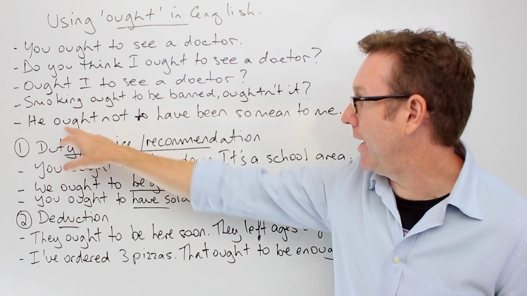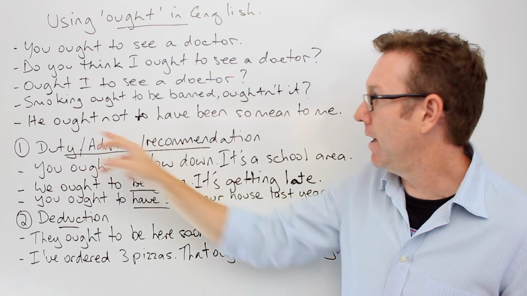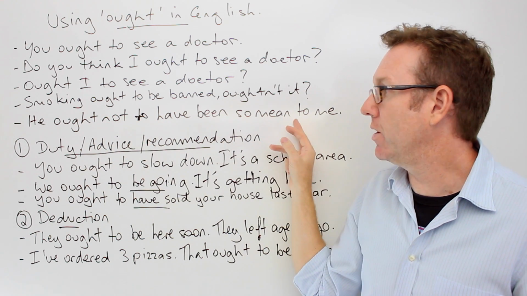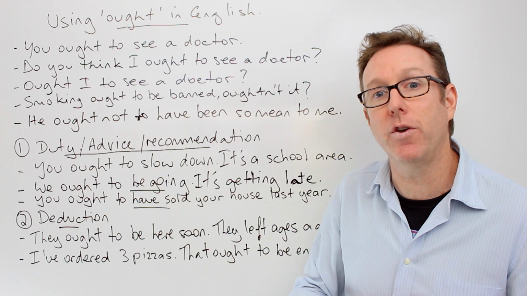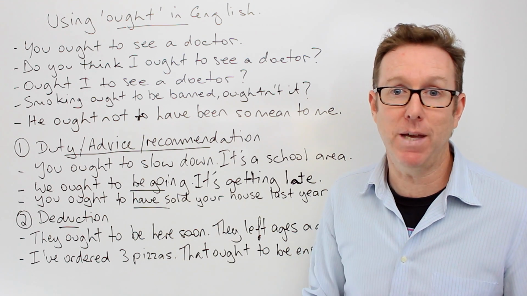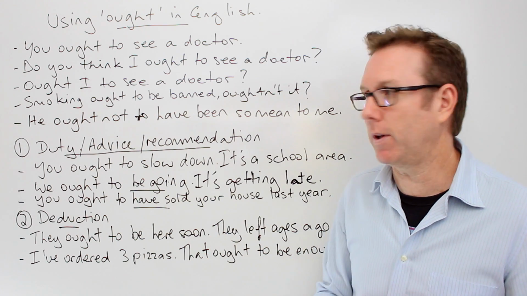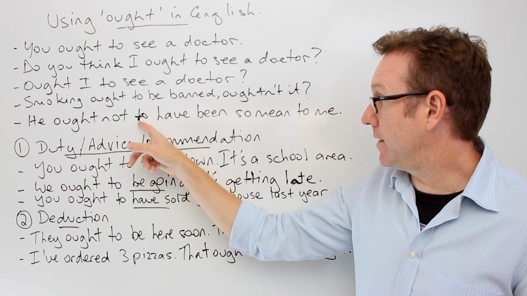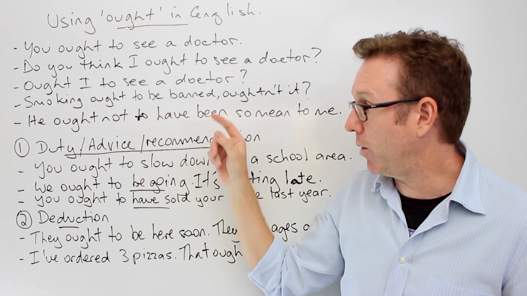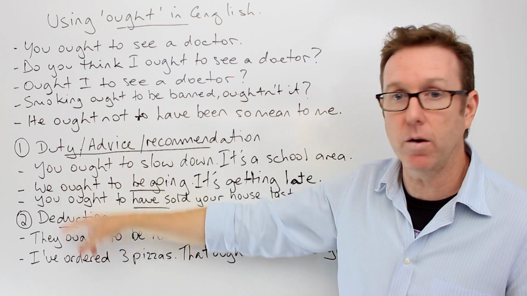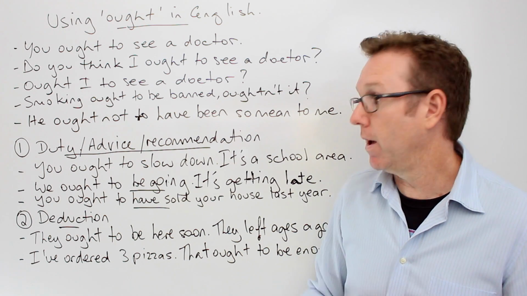And this example here, he ought not to have been so mean to me. He ought not to have been so mean to me in a negative structure, okay? He shouldn't have been so mean to me, but he was, okay? Now, this is a different structure to the rest. I'll explain that also in a minute when we have a look at the reasons why we use ought to.